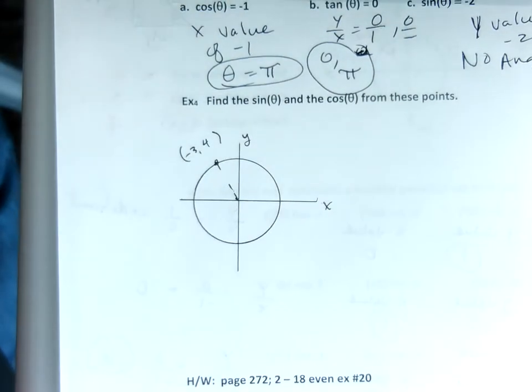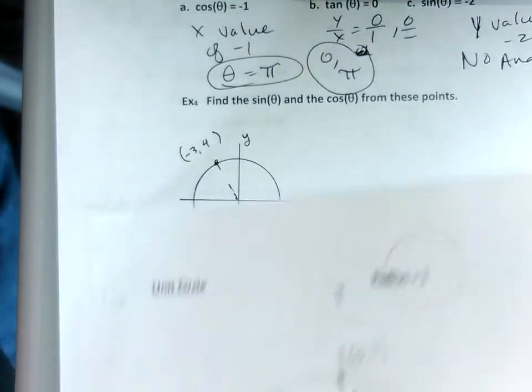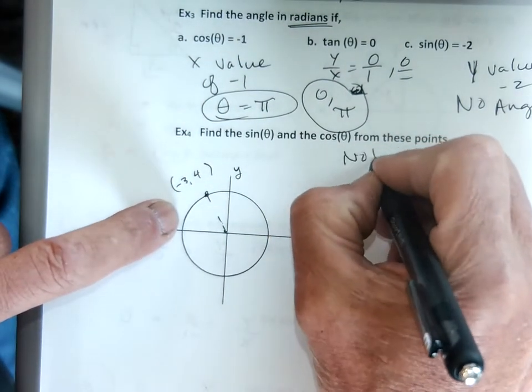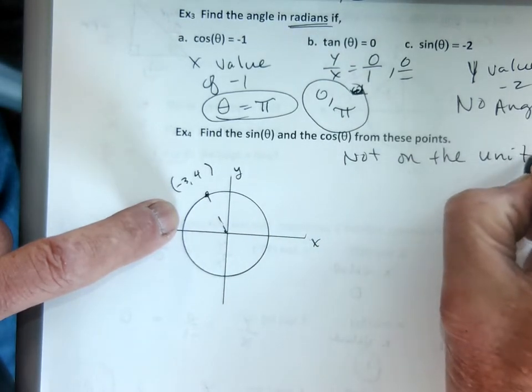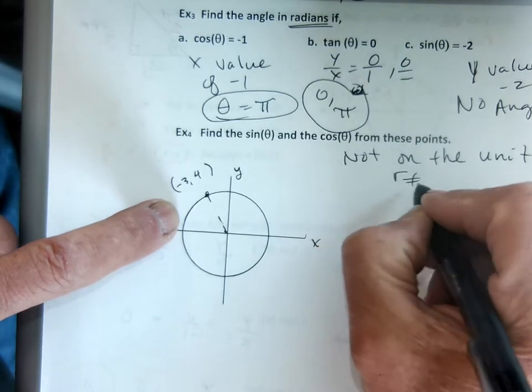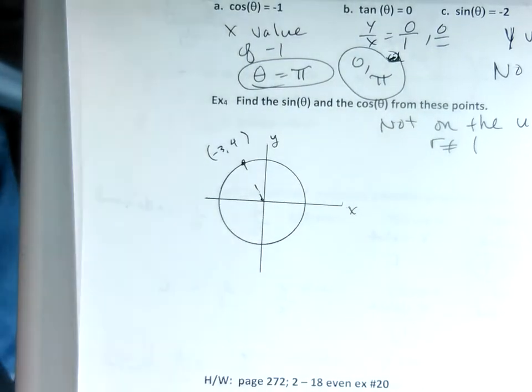Okay, now, example 4, almost done. So, the thing about the unit circle is the radius is 1, right? This is not on the unit circle. I know it's not on the unit circle because the radius does not equal 1, okay? Because I got the negative 3 and the 4. Those are much bigger numbers than 1. So first of all, let's find the radius.